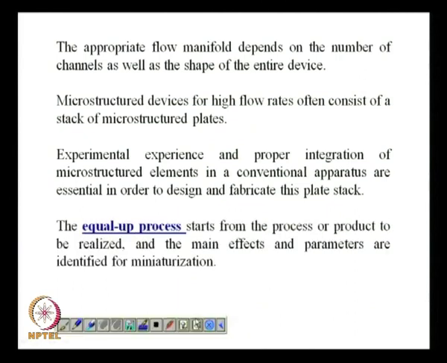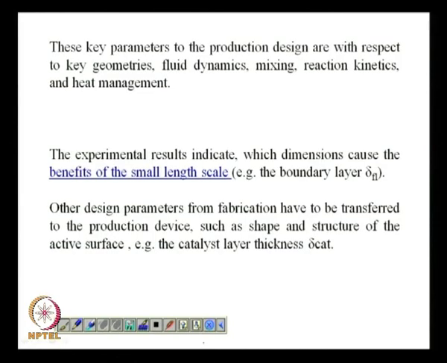You decide about the manifold obviously based on the number of channels that you have, and it is still not a complete science where one can explain how to design such a manifold. Even now it depends on experimental practice. The key parameters are then the geometry, the fluid dynamics, mixing, kinetics and heat management. Everything we would like to happen at a length scale which is, let us say, of the boundary layers.